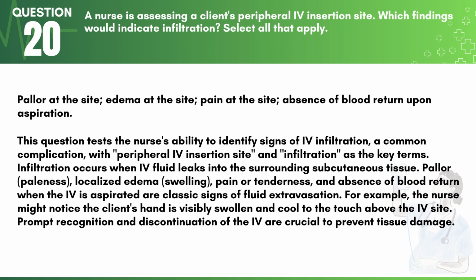This question tests the nurse's ability to identify signs of IV infiltration, a common complication, with peripheral IV insertion site and infiltration as the key terms. Infiltration occurs when IV fluid leaks into the surrounding subcutaneous tissue. Pallor, paleness, localized edema, swelling, pain or tenderness, and absence of blood return when the IV is aspirated are classic signs of fluid extravasation. For example, the nurse might notice the client's hand is visibly swollen and cool to the touch above the IV site. Prompt recognition and discontinuation of the IV are crucial to prevent tissue damage.